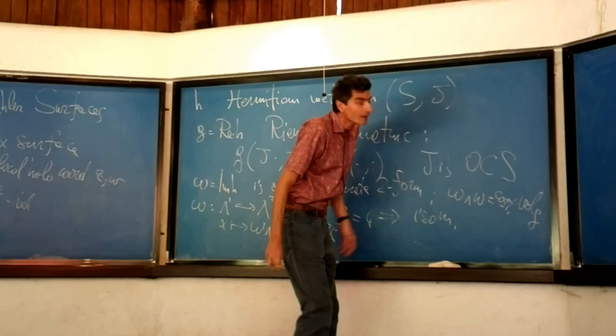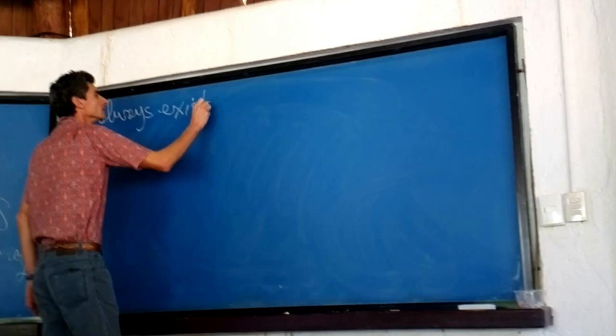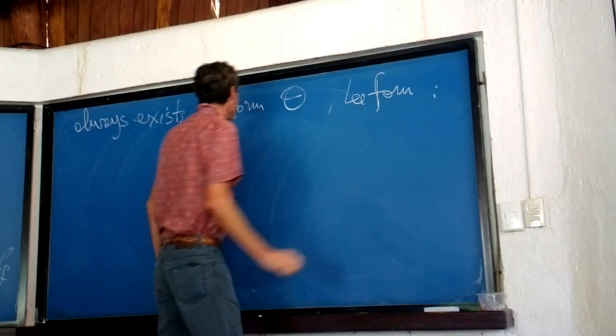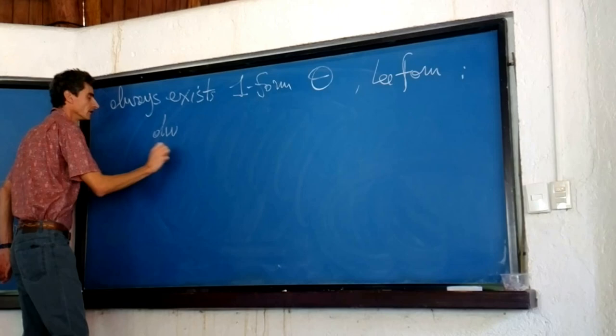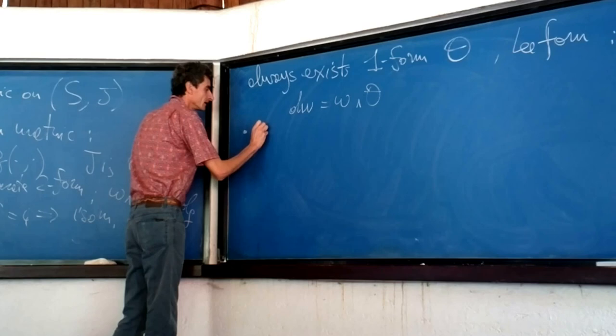Therefore, we always have a one-form theta, the Lee form of the metric, such that the differential of omega is omega wedge theta. So we all know that theta is equal to zero if and only if omega is a Kahler metric.